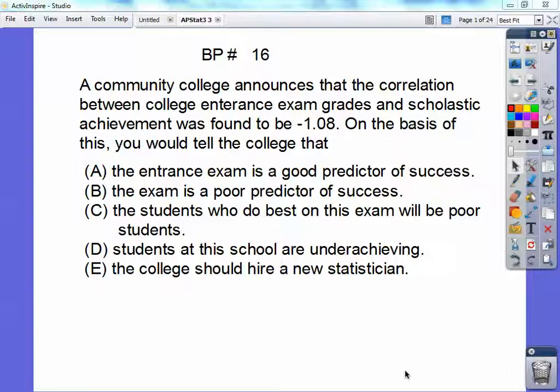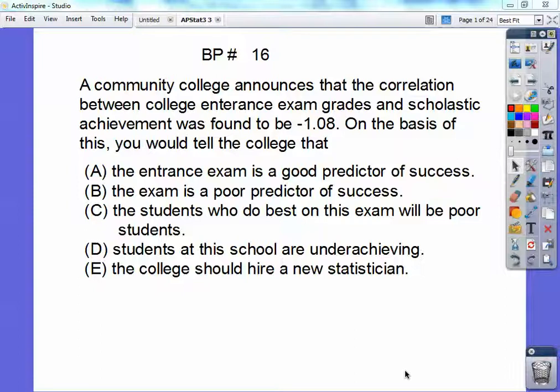Community College announces that the correlation between college entrance exam grades and scholastic achievement was found to be negative 1.08. On the basis of this, you would tell the college that the entrance exam is a good predictor of success. The exam is a poor predictor of success. The students who do best on this exam will be poor students. The students at the school are underachievers. Or the college should hire a new statistician. Well, what do you think?